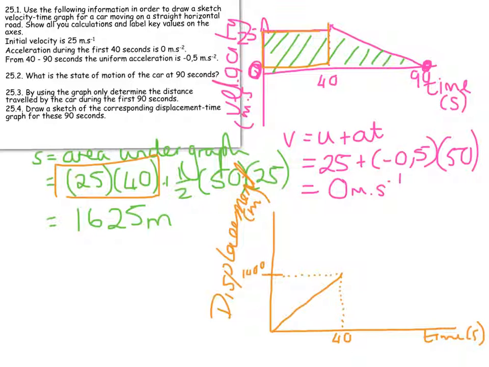And then you are going to say what happens over the next 50 seconds, is that this particular vehicle slows down, the gradient gets less and less until it is horizontal by the time we reach 90 seconds. And by that stage, it has gone 1,625 meters along.